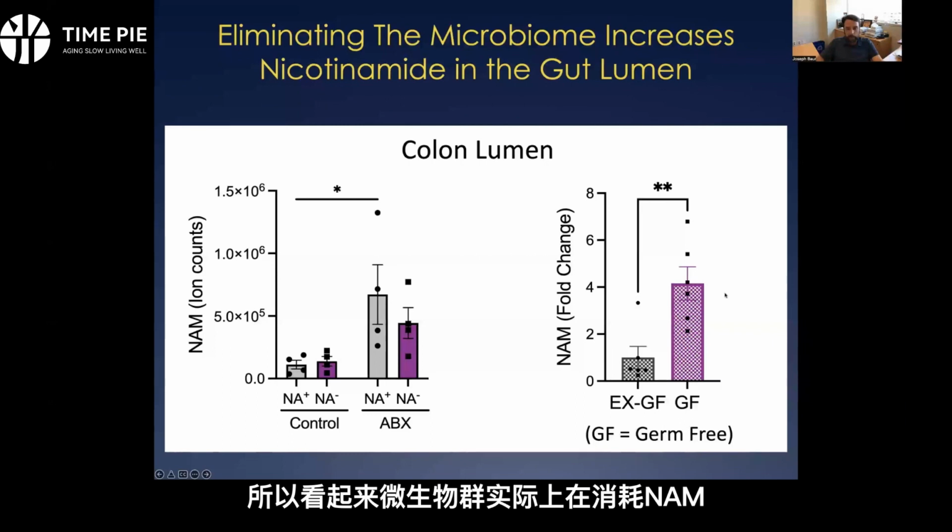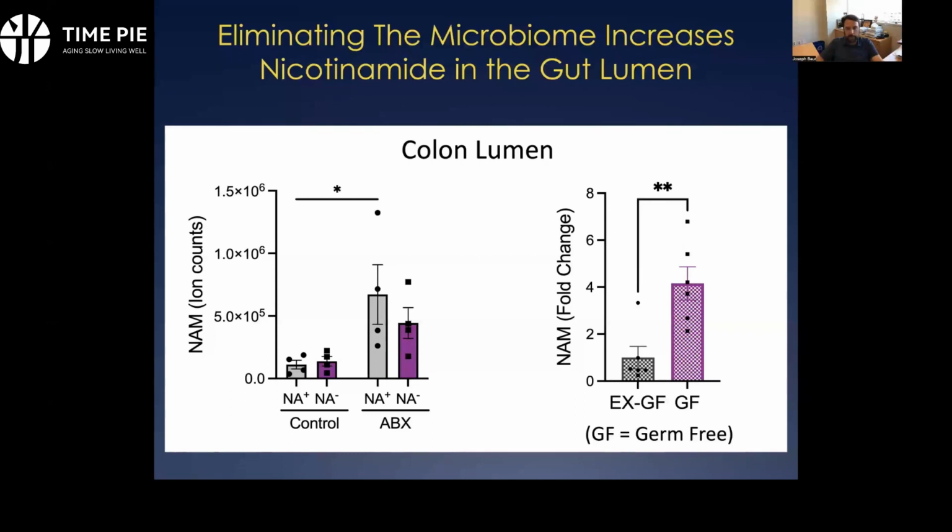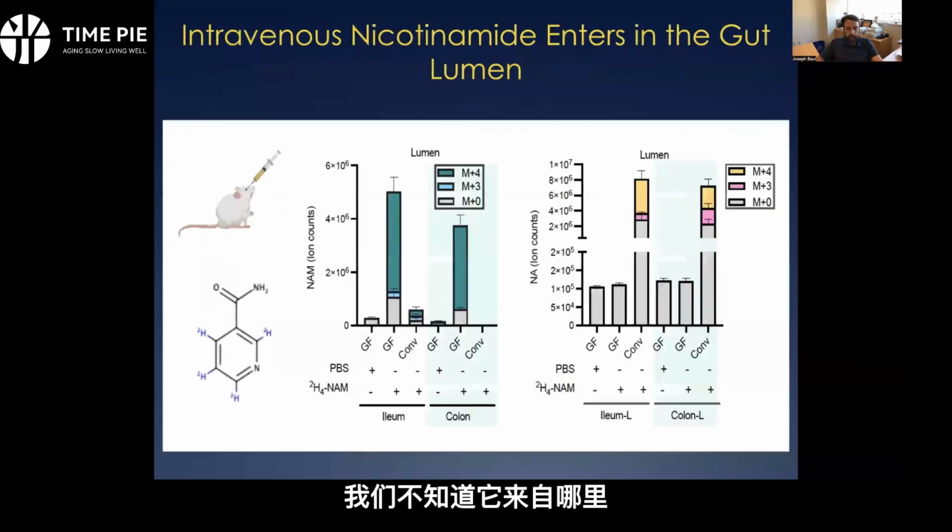And so it seems like the microbiome is actually consuming nicotinamide, and we really at this point had no idea where it was coming from. So we did a series of experiments to show that it actually is coming from the bloodstream, from the host. It's not present in the diet. There's no microbes there to make it. That was really the only explanation that was left.